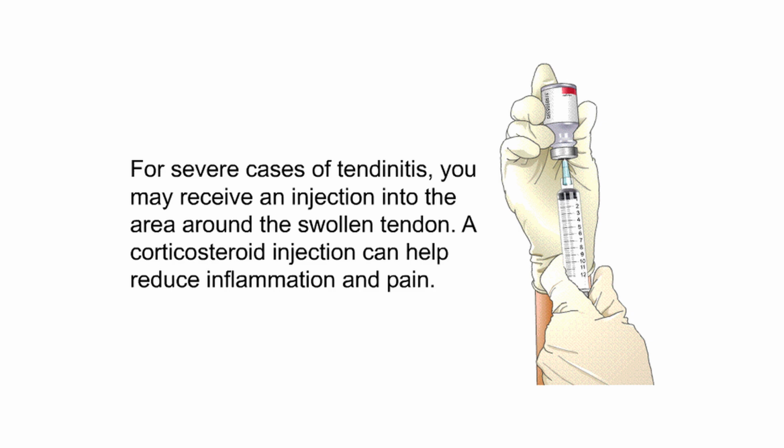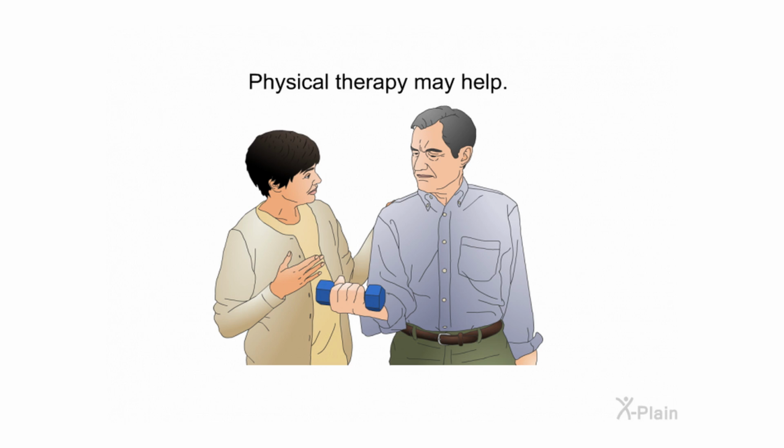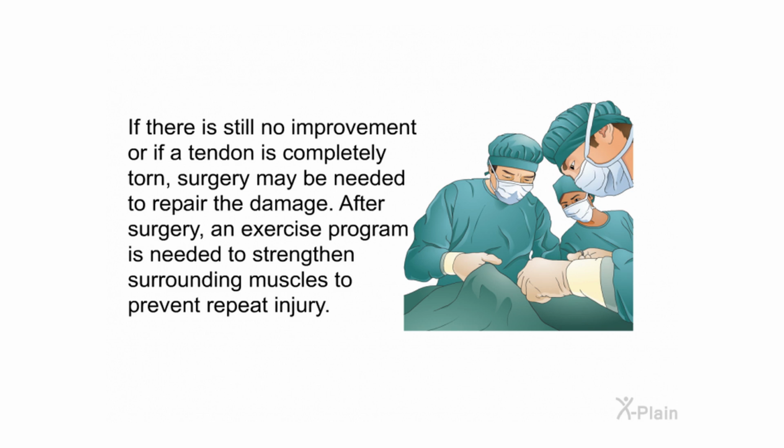For severe cases of tendinitis, you may receive an injection into the area around the swollen tendon. A corticosteroid injection can help reduce inflammation and pain. Physical therapy may help. If there is still no improvement or if a tendon is completely torn, surgery may be needed to repair the damage. After surgery, an exercise program is needed to strengthen surrounding muscles to prevent repeat injury.